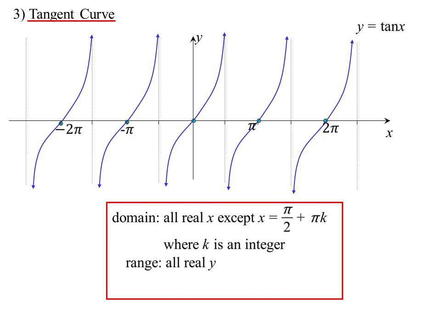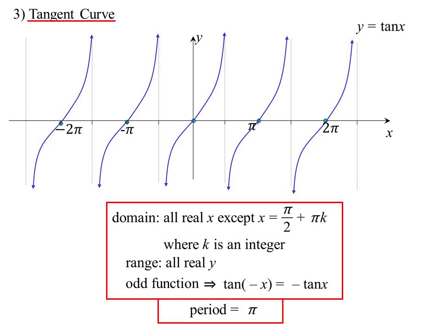Range, all real y. It's an odd function, rotational symmetry. So therefore we could use the fact that the tan of negative x is equal to the negative tan of x. Its period is pi. So unlike the sine and cosine curve, this one repeats every pi radians.